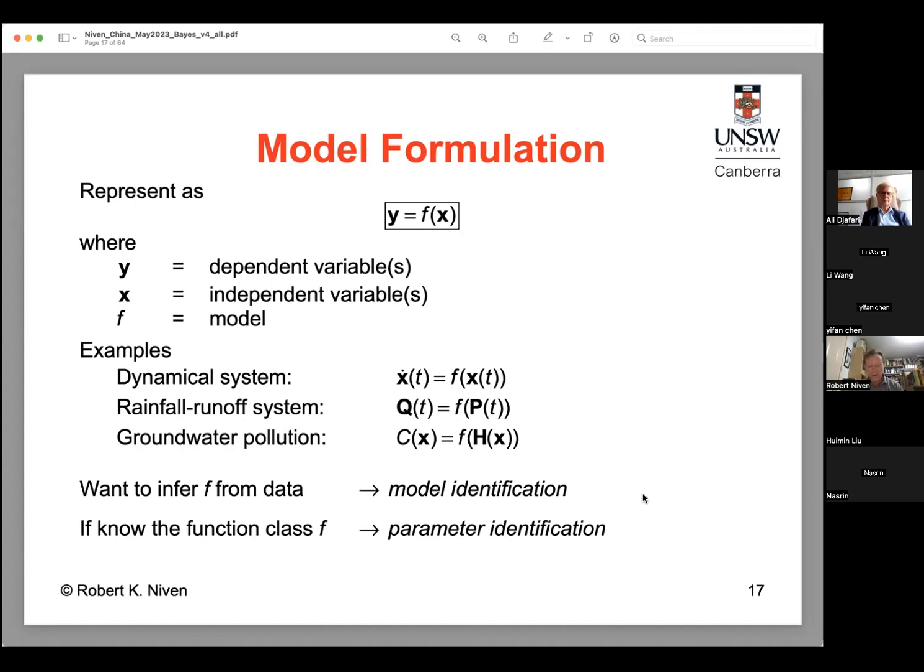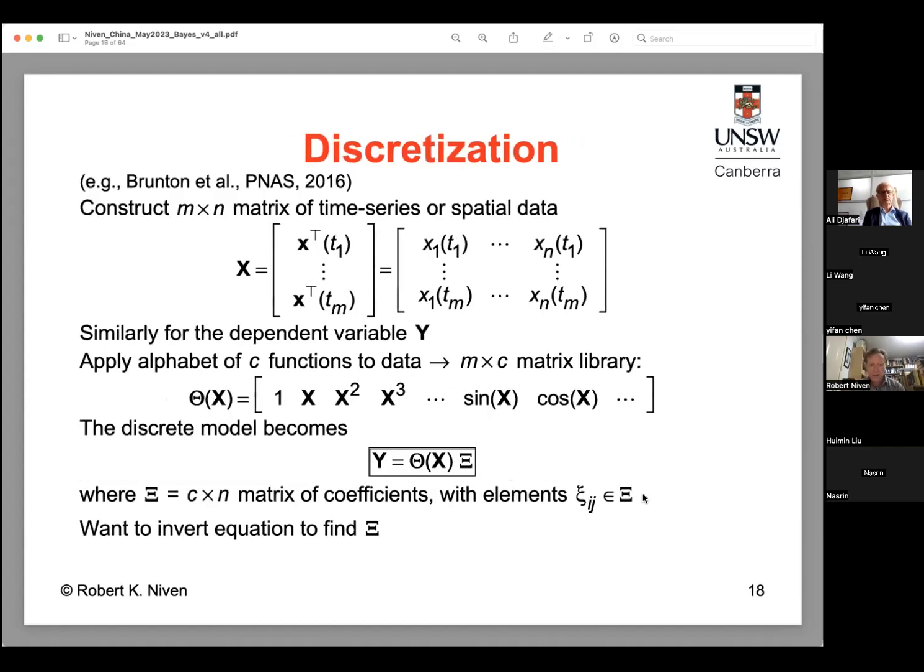So we're trying to infer that f from data, so we can call that model identification. If we know the function class of the model, or we assume the function class, then we can simplify that problem to one of parameter identification. And that's what I'll be doing. For discretization purposes, we may, for example, have time series data, or we may have spatial data. I've represented this with time series data, so functions of time t, but they could similarly be functions of a spatial variable, in which case I'll change the symbol and it'll be a symbol x.